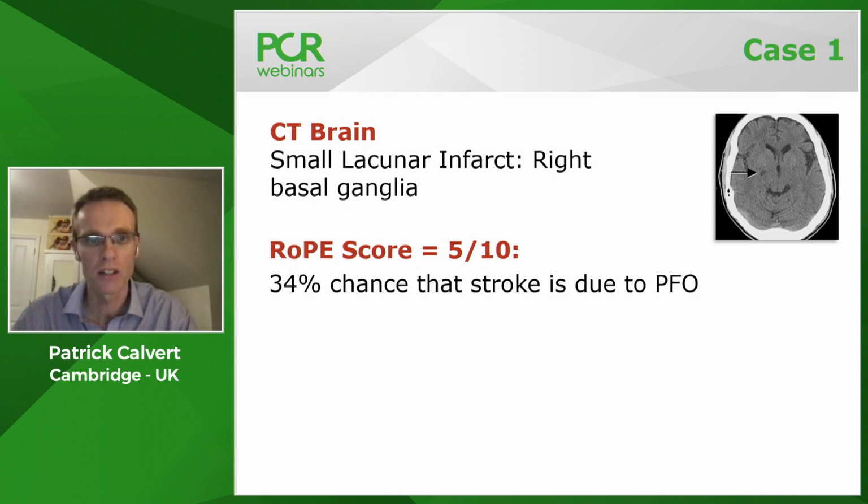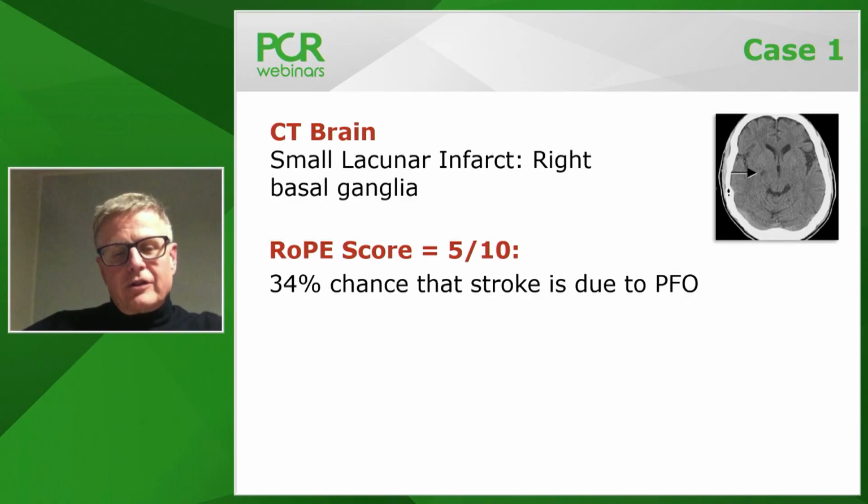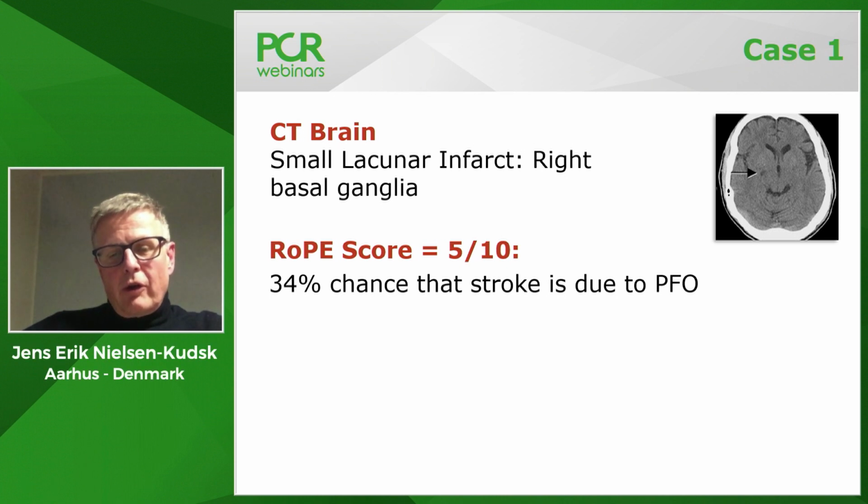I'm going to go to you, Jens Erik, first of all. What are you going to do with this patient? I think this is a patient that is 55 years old. He has got some vascular disease. He has got mild hypertension, and the brain imaging shows a lacunar infarct. So there are a lot of arguments that this patient could have a stroke related to vascular disease.